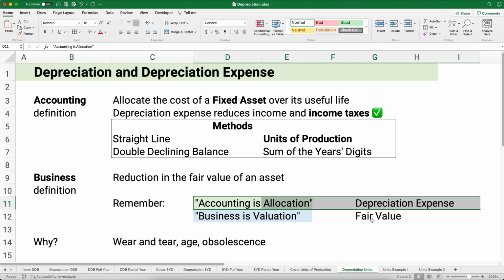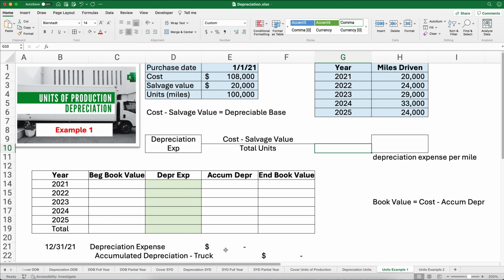What's the fair value? Now, just a background of depreciation, it's all about the wear and tear over time of a long-term asset. It has the age on it, or the use, or obsolescence, or so on. So let's get to our first problem.